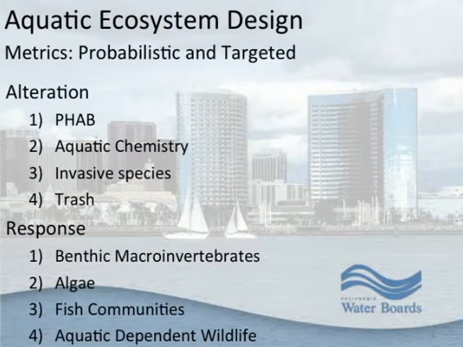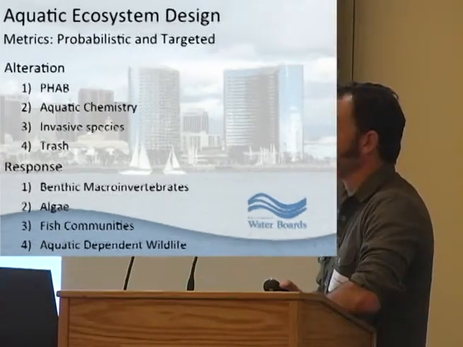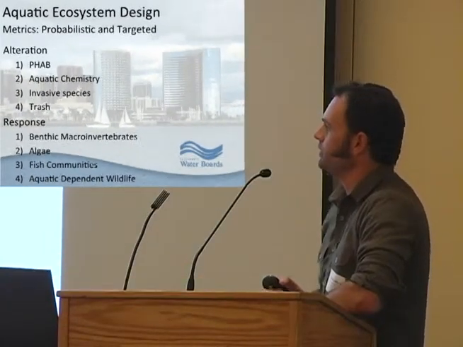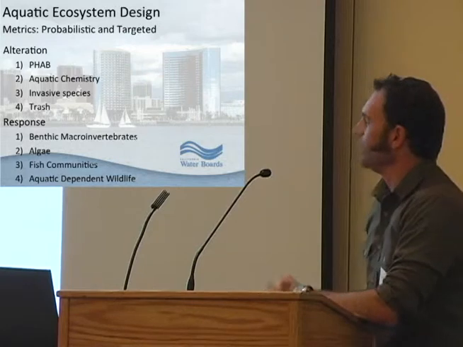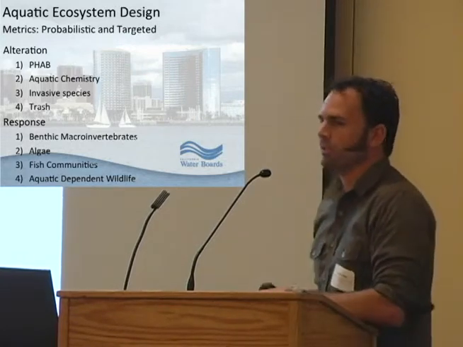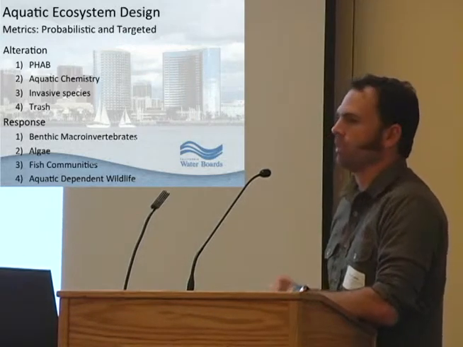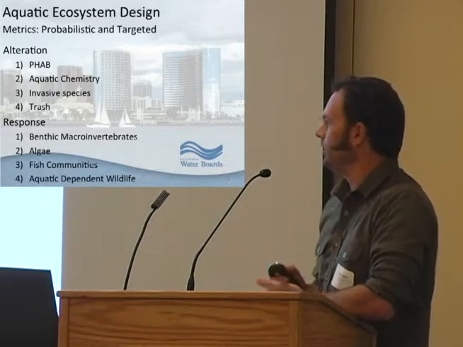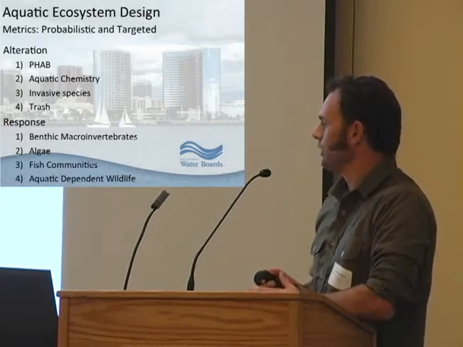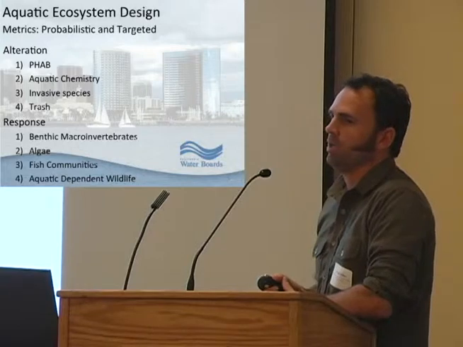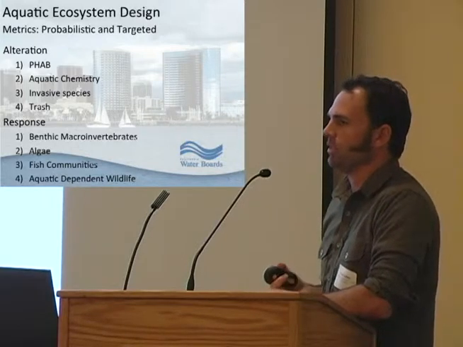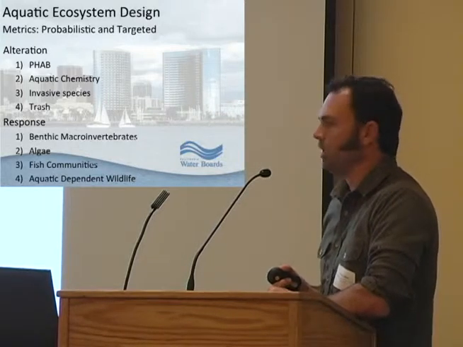Looking to incorporate CRAN in some way, shape, or form. Also aquatic chemistry and trash. In terms of response metrics, what available data there is for the watershed are benthic macroinvertebrates, algae, also fish communities, and aquatic dependent wildlife. And by aquatic dependent wildlife, mostly referring to wildlife such as your amphibians, reptiles that are really dependent upon the stream systems.